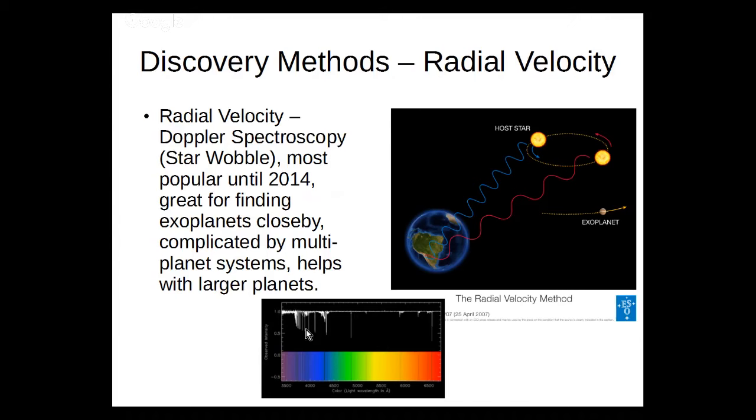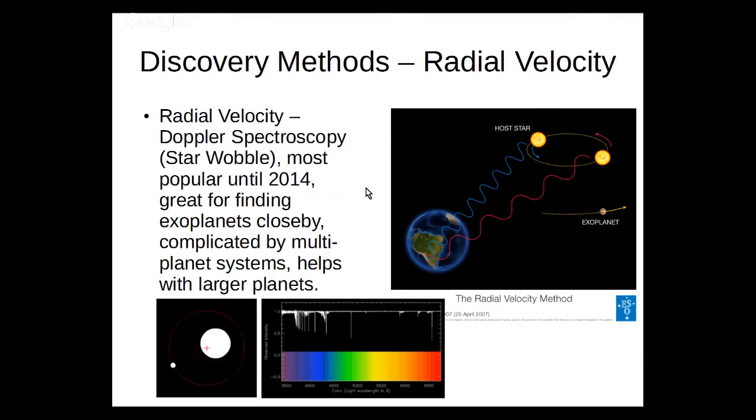But what we see is these lines move around, because if the star is coming towards us a little bit because of the wobble, that means probably that the exoplanet's lying around in here, those light waves get shorter, and as it goes away from us, the waves get longer. That's how we detect if that star is wobbling back and forth.